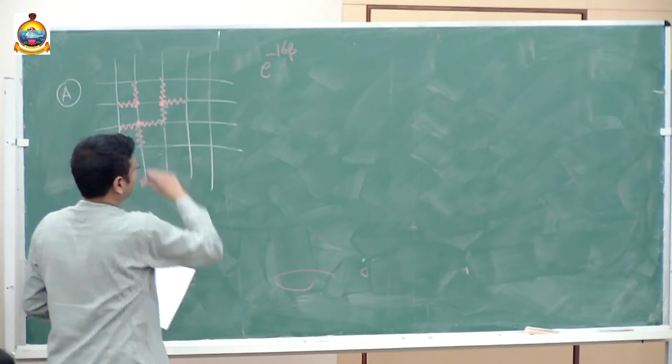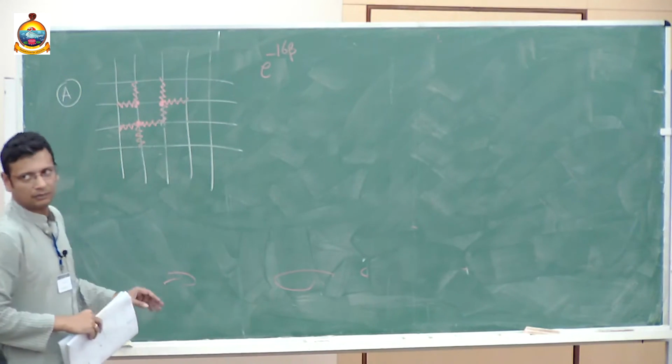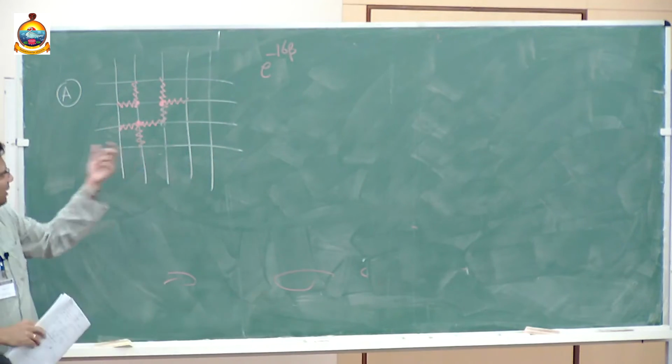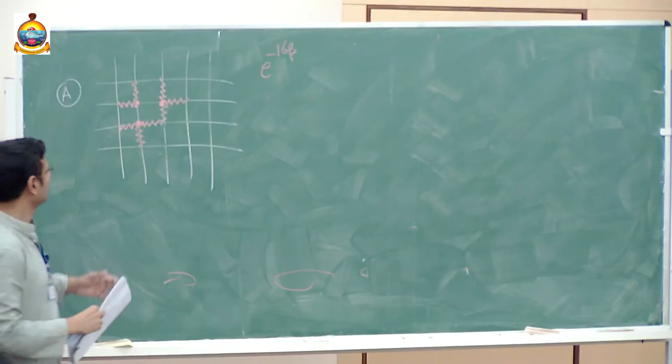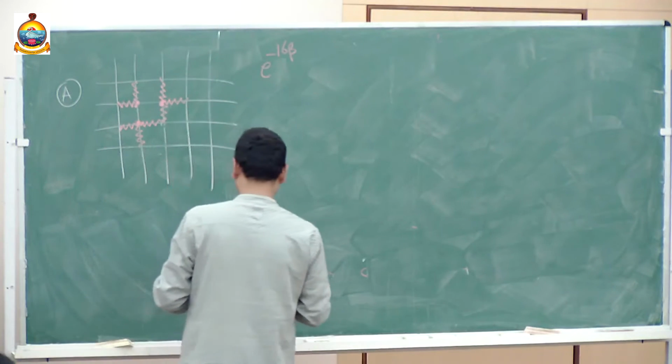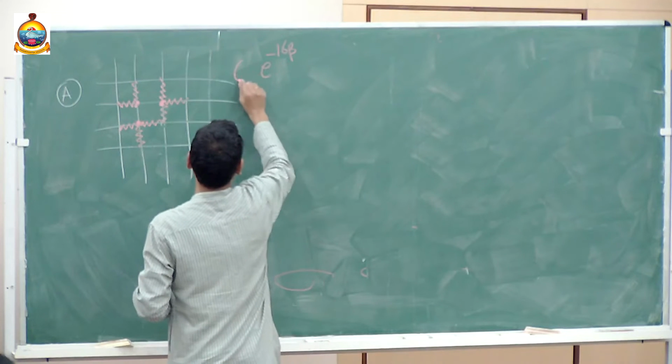Now, what is the prefactor in n? This is linear in n, but I need to also calculate the number, right? So I'll just tell you the number, not to torture you.